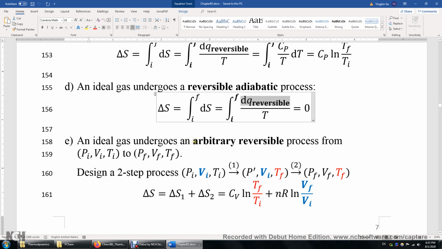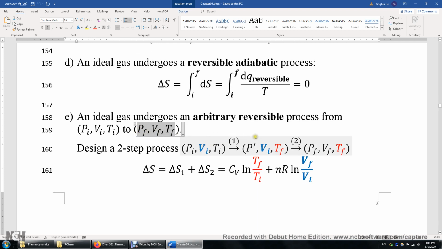Now let's look at an arbitrary reversible process. As long as it's reversible, we can use the formulas obtained from A, B, C, and D. Let's say the initial state is Pi, Vi, Ti. The final state is Pf, Vf, Tf. We just need to design a two-step process. In the first step, the volume is held constant. We just change the temperature from Ti to T final. Of course, the pressure is going to change, but we don't really care about the pressure change. Just focus on this isochoric process.